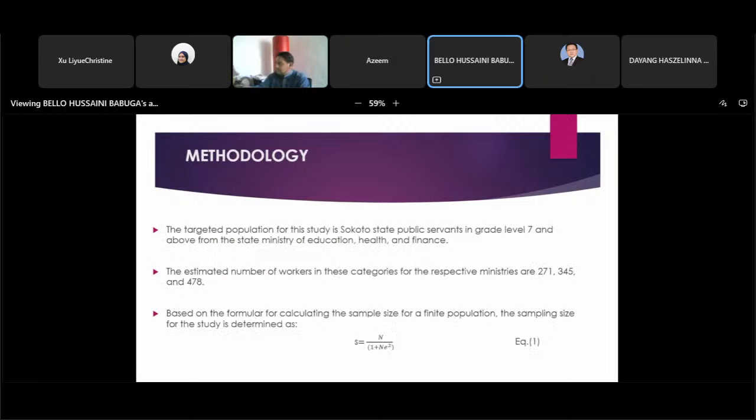Methodology. The targeted population for this study is Sokoto State public servants in grade level 7 and above from the State Ministries of Education, Health and Finance. The estimated number is below. Based on the formula for calculating the sample size for a finite population, the sample size for the study is determined using this formula as equation 1.